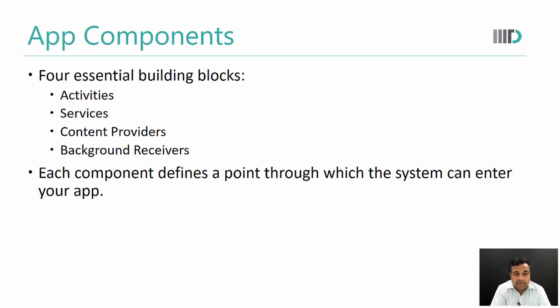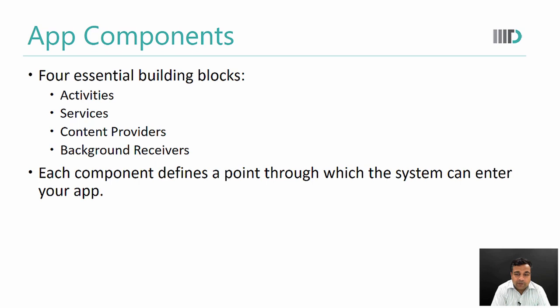Now, let us look at app components. There are essentially four building blocks for any Android application. An Android application may have either one of them or two of them or three of them or all four of them. You have already experienced one of them. It's called activities. The other building blocks are services, content providers, and broadcast receivers.